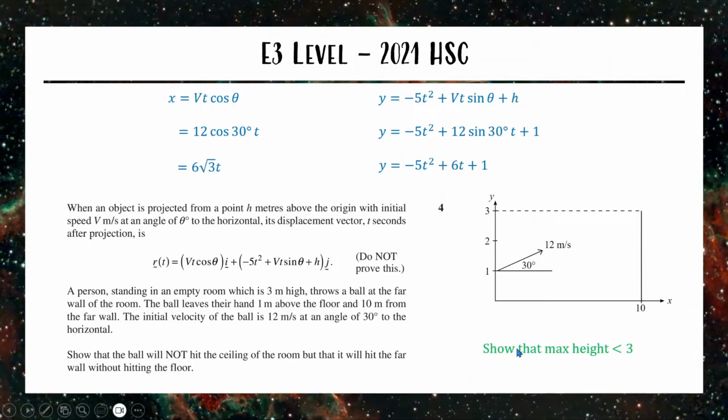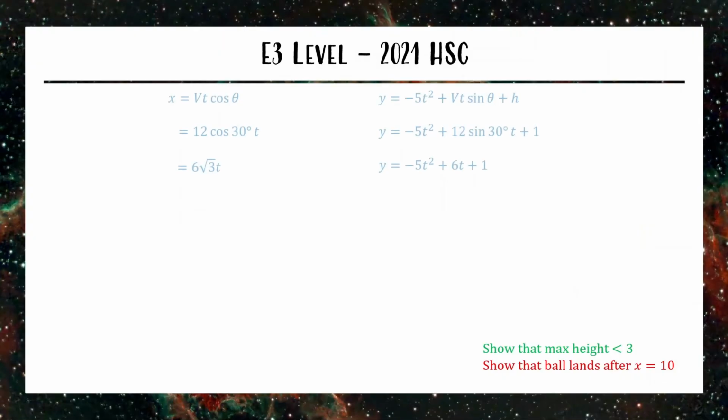So our two goals are to show that the maximum height is less than 3, and we're trying to show that the range, or the place where the ball lands, is later than x equals 10, so it hits the wall before it lands. Okie dokie, so to do this, we are going to need our x and y displacement. We're also going to need our x and y velocity.